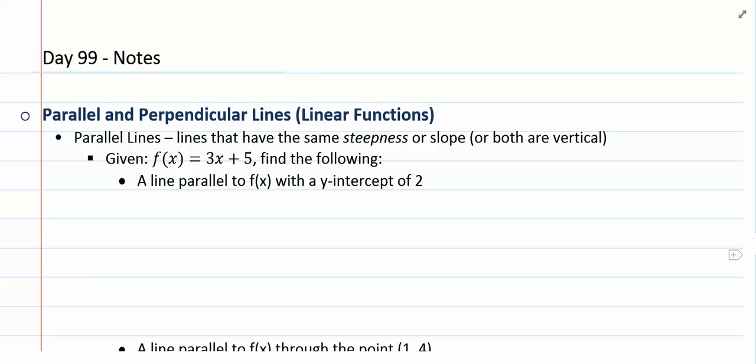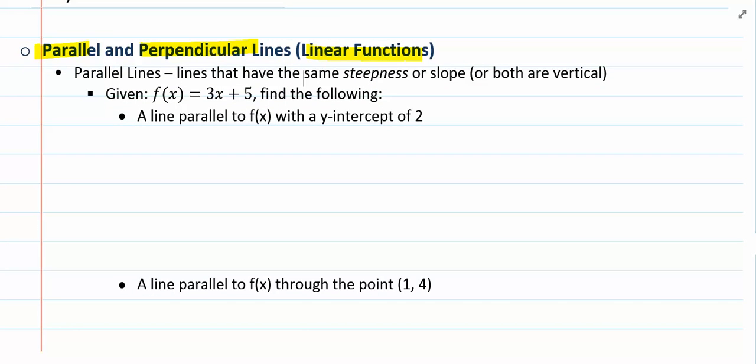Today we're looking at specific slopes and how they create relationships between lines, and in particular what we're focusing on are parallel and perpendicular lines, only with linear functions. So we're not going to deal with any functions that curve over time. We're only looking at straight line linear functions. So some of this is going to be familiar to you. I'm sure that you'll recognize some of the techniques that we have.